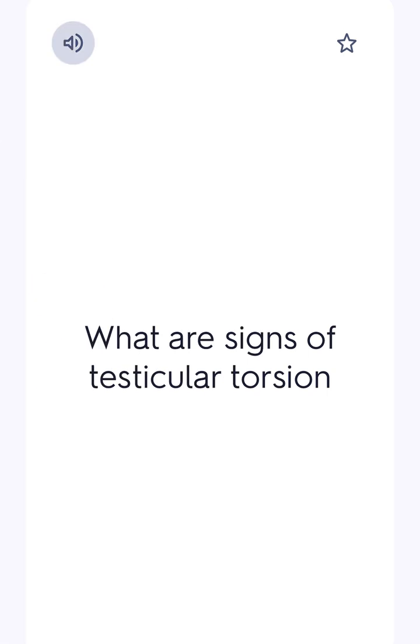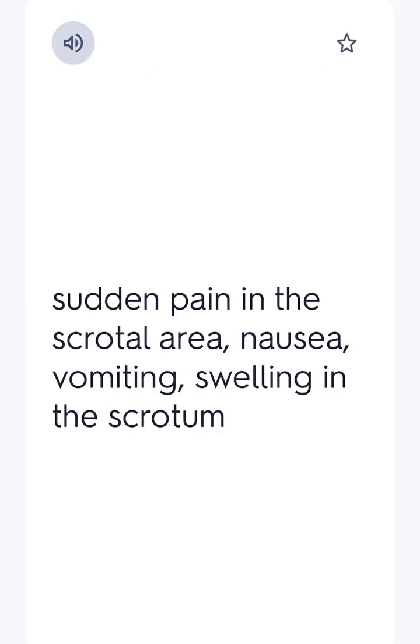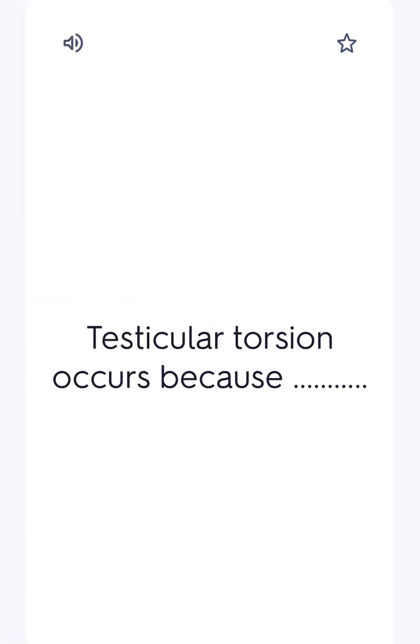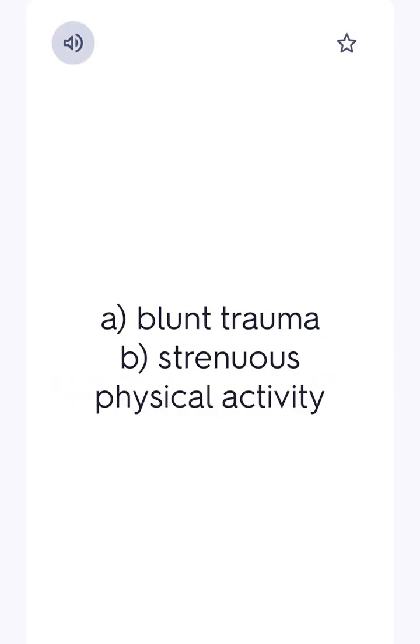What are signs of testicular torsion? Sudden pain in the scrotal area, nausea, vomiting, swelling in the scrotum. Testicular torsion occurs because A. a blunt trauma. B. Strenuous physical activity.